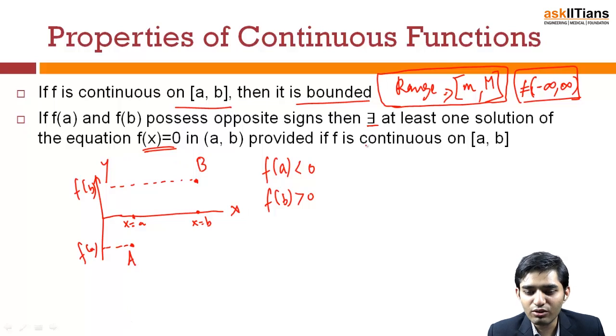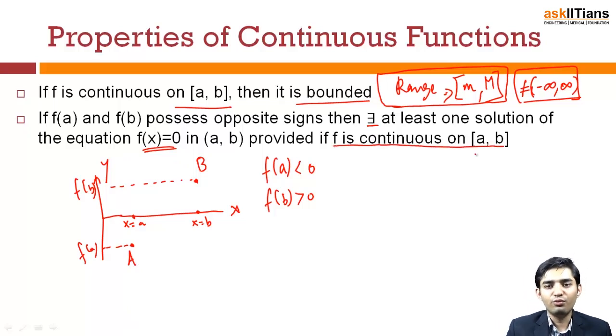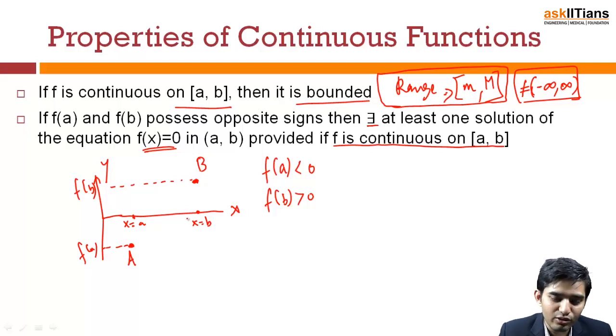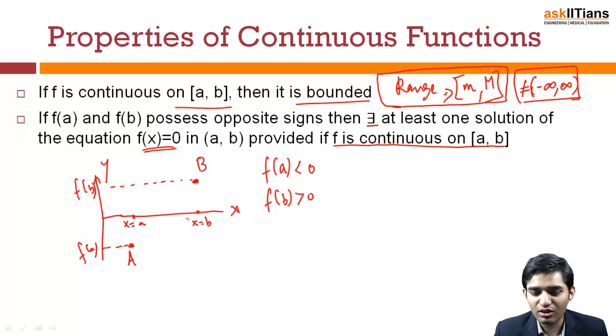And f(x) is continuous also, provided f(x) is continuous on the closed interval [a, b]. Now if f(x) is continuous between a and b, that means I have to join this point capital A and capital B in a continuous manner. No matter how I join these two points, there are many ways of joining these two.